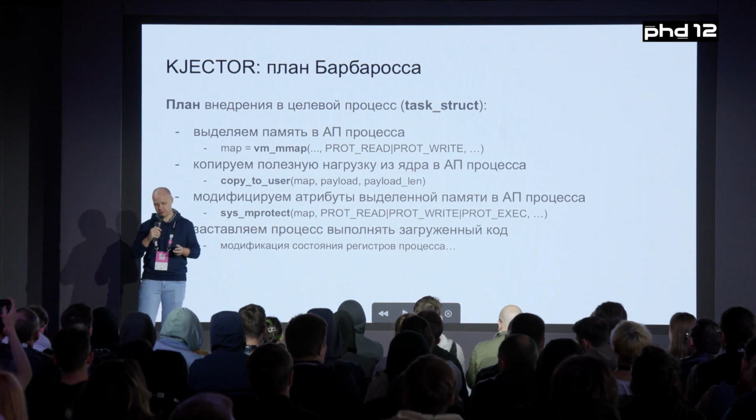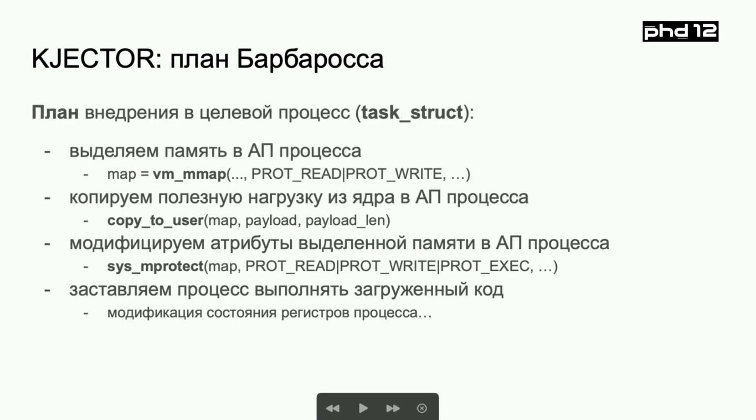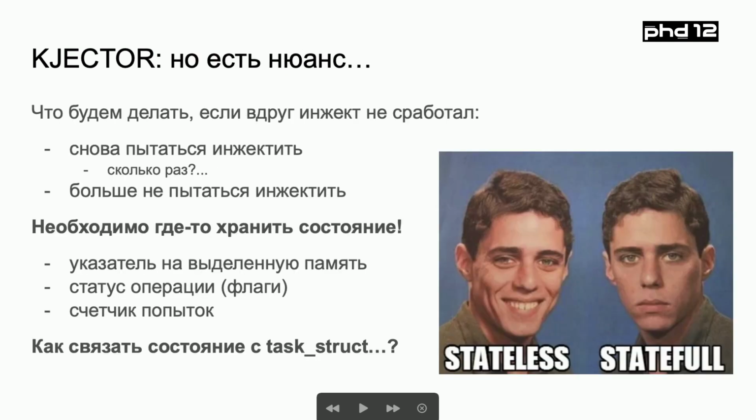So my initial plan, when I was thinking about injecting code in process, was like this. So we have the task struct in the process. We identify memory in the address space, we copy payload there from the kernel, we modify attributes of allocated memory there so it's executable. Well, because we do want to execute code, not just write it there. And then we force the process to somehow execute the code we just loaded. That, however, would require modifying state of process registers.